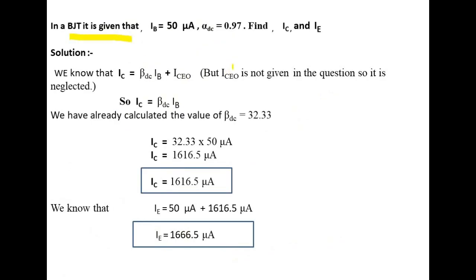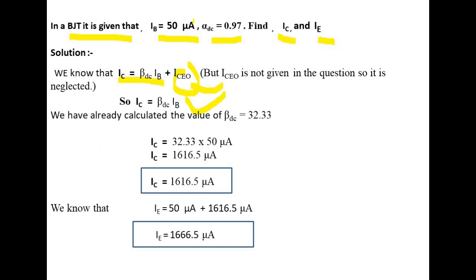In a BJT, it is given that base current IB is 50 microampere, alpha DC is given 0.97. We have to find IC and IE. Here we can use the relationship IC is equal to beta DC IB plus ICEO. But in this figure, ICEO is not given, so it can be neglected. So we get IC is equal to beta DC IB.